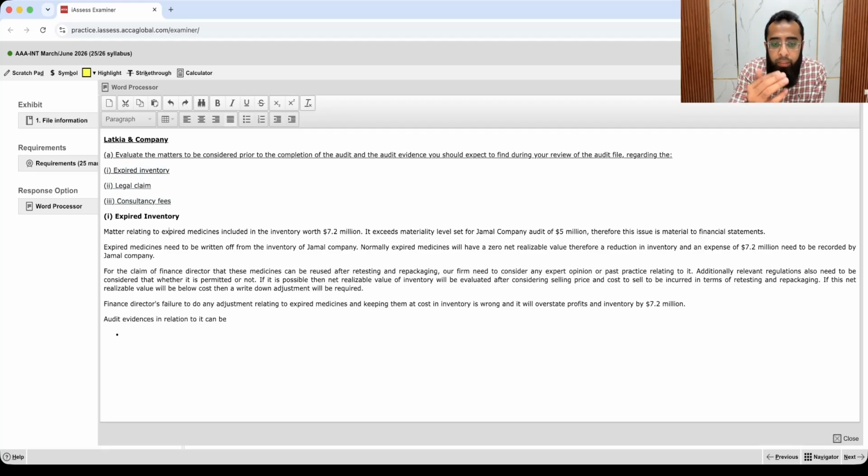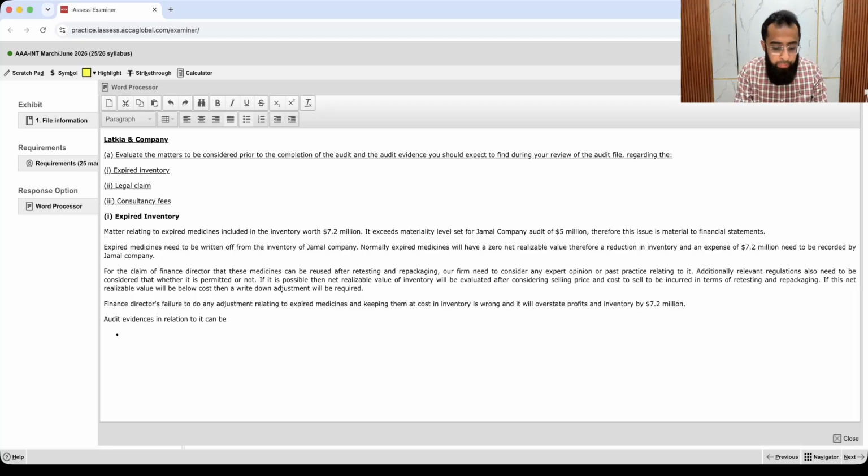Now it matters to consider an audit evidence. It's 1 mark for each of the comment. 1 mark, 1 mark, 1 mark, 1 mark. So you are done with 4 marks. You can write one audit evidence only, or if you want, you can write one extra also. So what can be an audit evidence here?